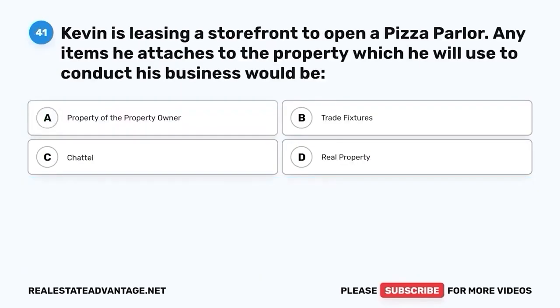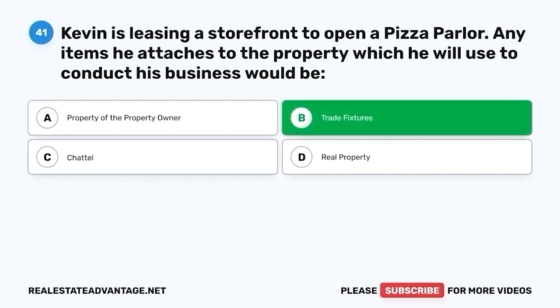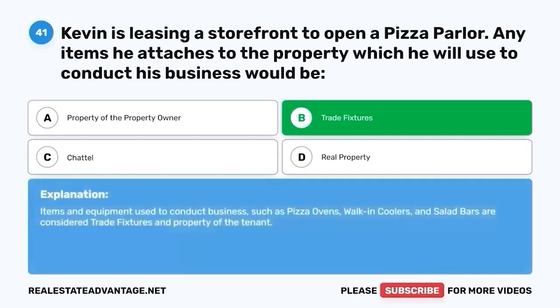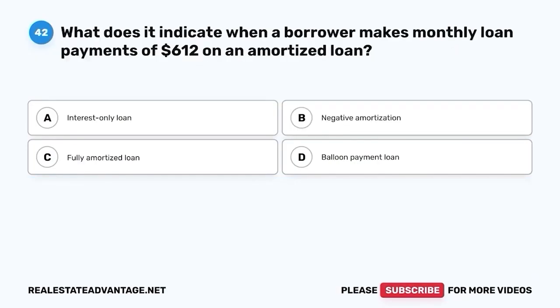Question 41. Kevin is leasing a storefront to open a pizza parlor. Any items he attaches to the property which he will use to conduct his business would be A, property of the property owner, B, trade fixtures, C, chattel, D, real property. The correct answer is B, trade fixtures. Items and equipment used to conduct business, such as pizza ovens, walk-in coolers, and salad bars, are considered trade fixtures and property of the tenant.